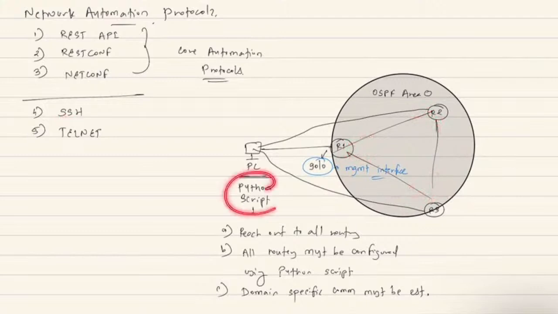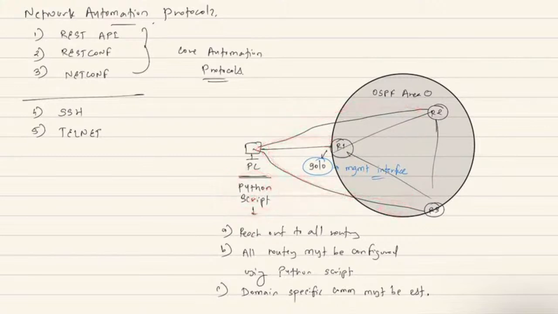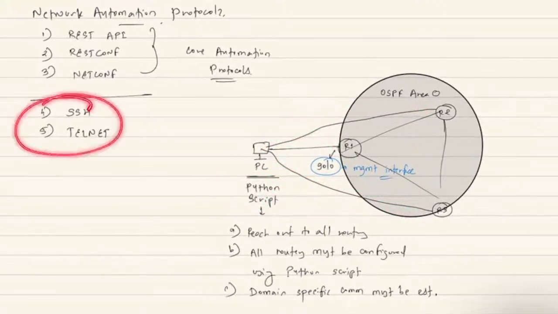So in your Python script, you will specify that either by using SSH or by using Telnet, you want to make reachability to R1, R2 and R3 possible, and once the Telnet or SSH session is established, then you want to push configuration onto either of these particular devices. That's how, by using basic automation protocols, you can push configurations onto the devices.